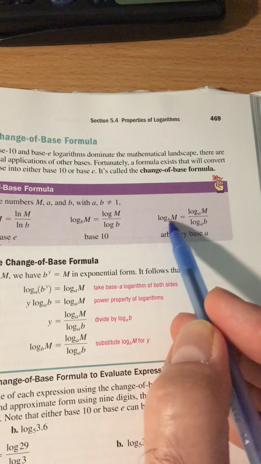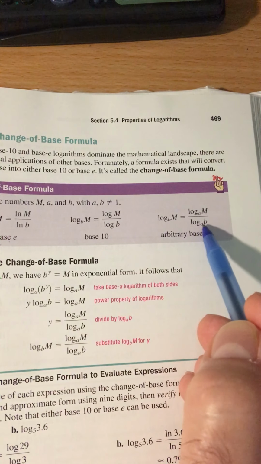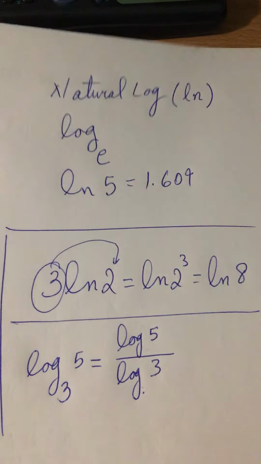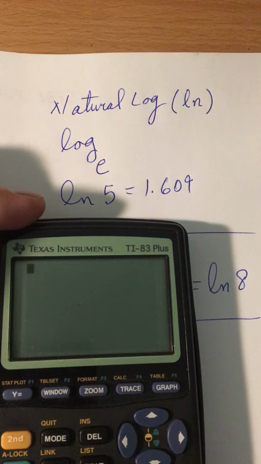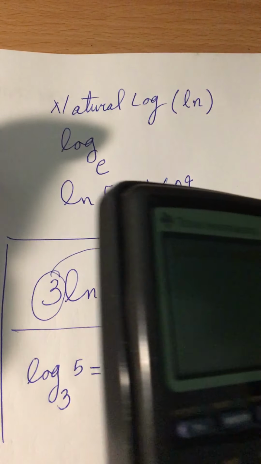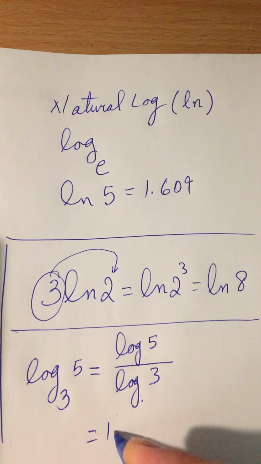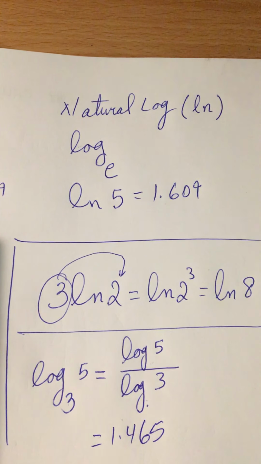So if this is log base b of m, you can write log base a of m over log base a of b. All right, so going back to this, I made a change to common log. So I can say log of 5, make sure you close the parentheses, divided by log of 3. Did you have 3? Yes. And that will give me 1.465. So the value for log base 3 of 5 is 1.465.